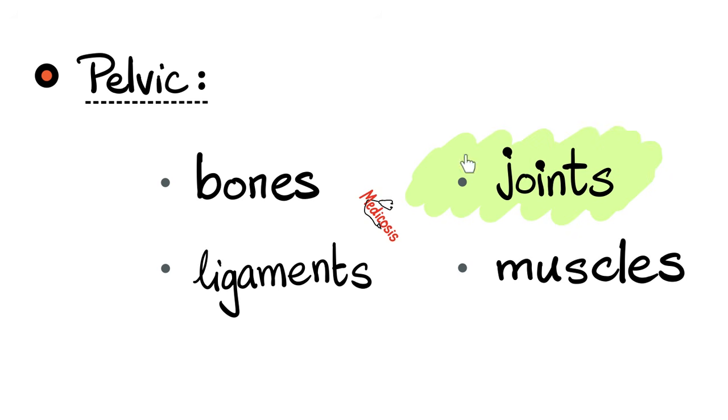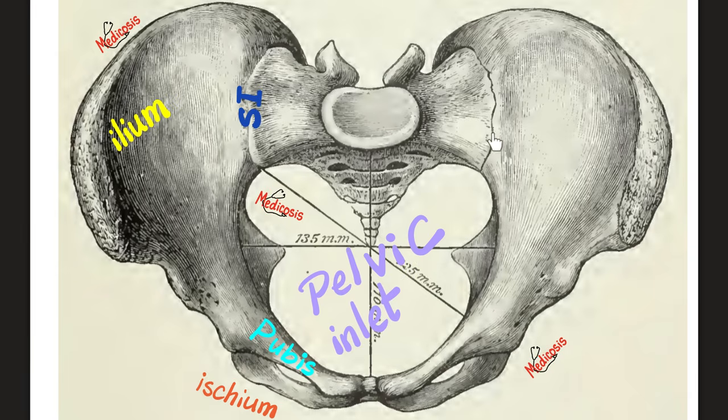Next, let's talk about the joints. This is the sacroiliac joint. This is the symphysis pubis. Between the acetabulum and the femur, we'll have the hip joint. Between lumbar vertebrae and sacral vertebrae, L5 and S1, we have the lumbosacral joint.